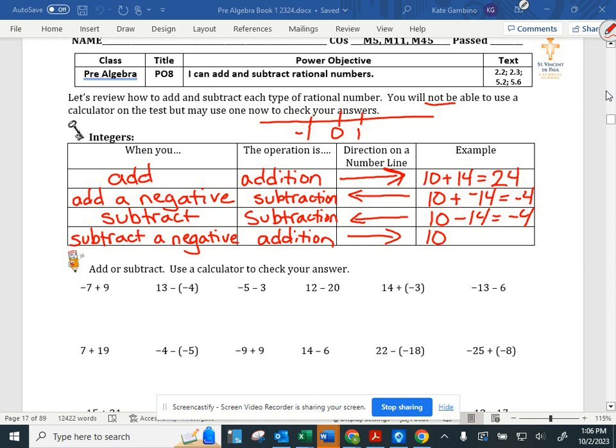So if we have 10 minus, and a lot of times they'll put it like this with the parentheses around it, so we know that it's a negative 14.